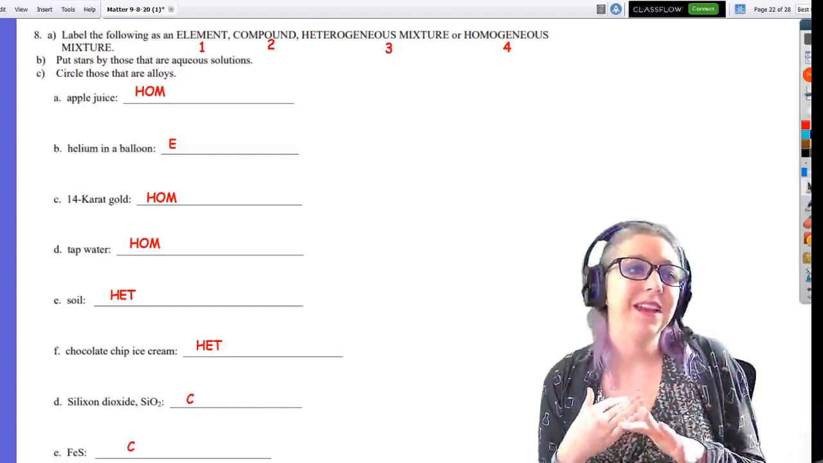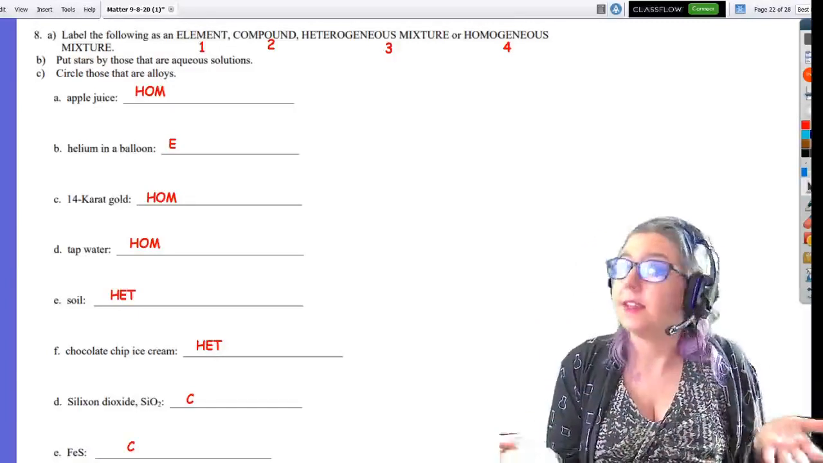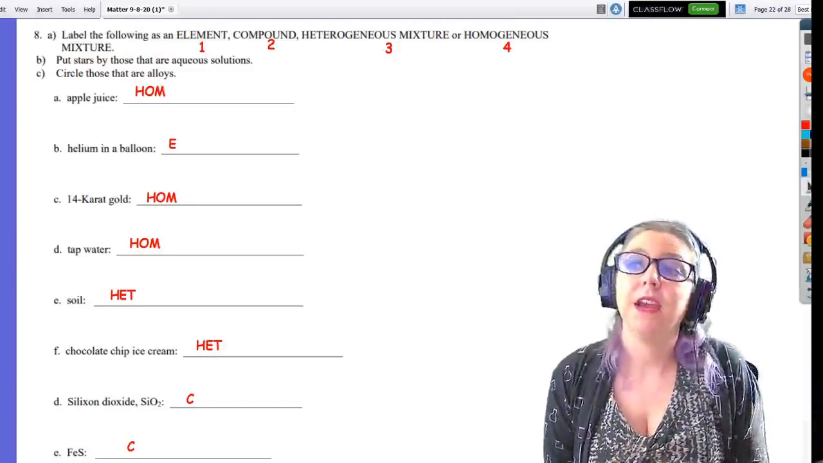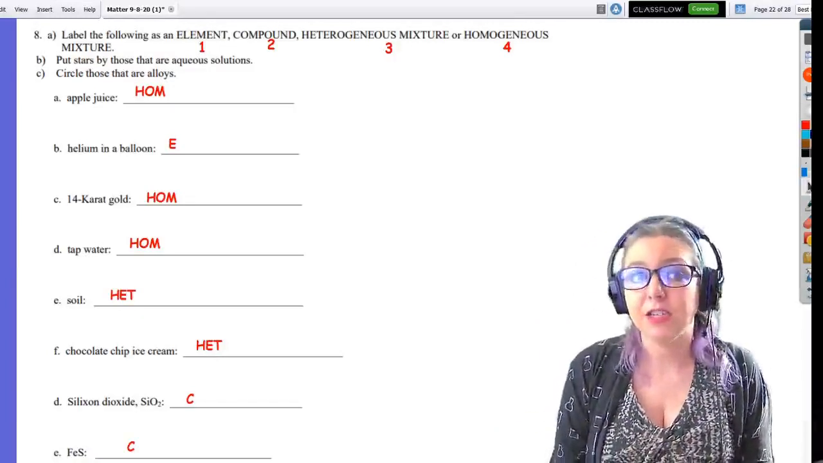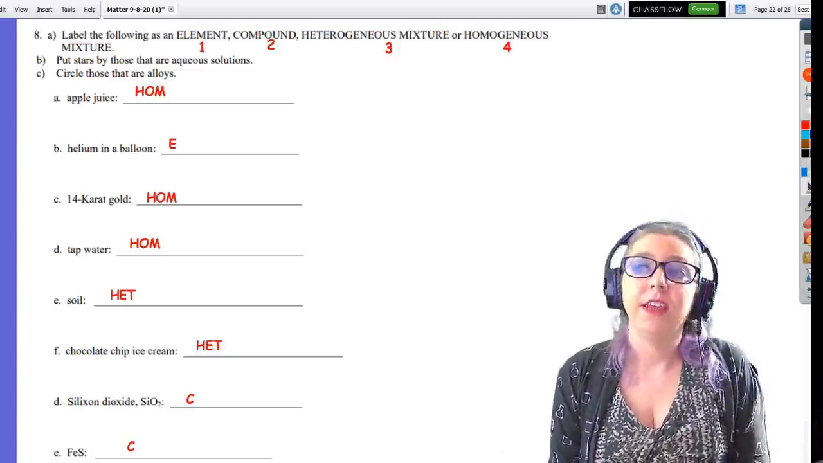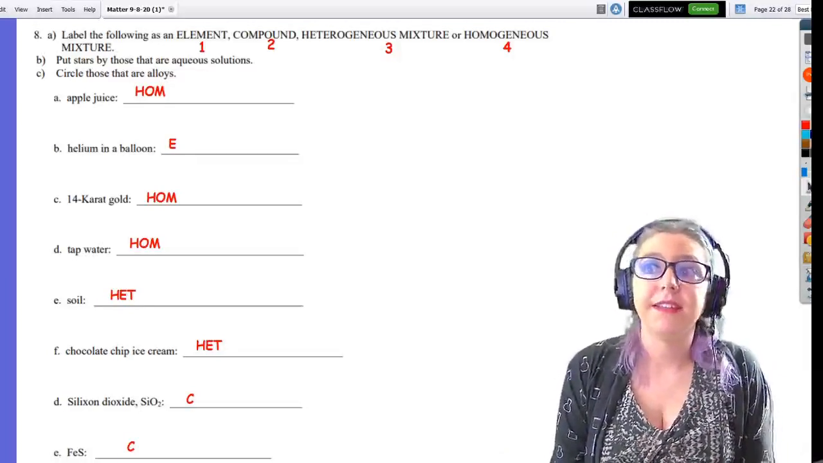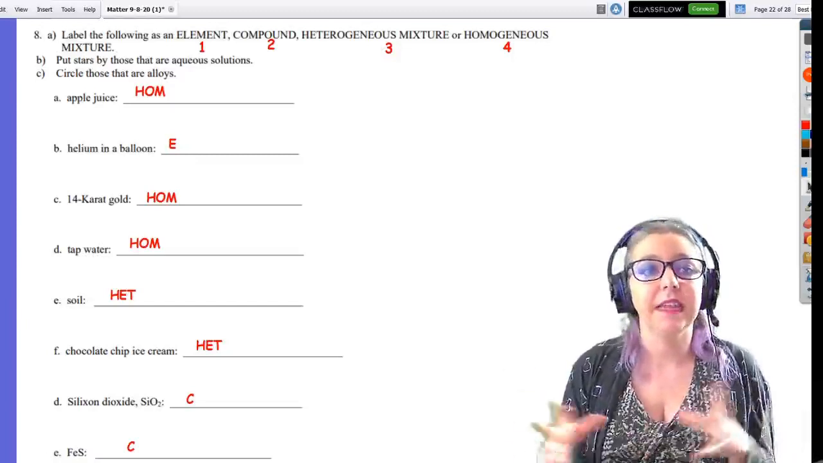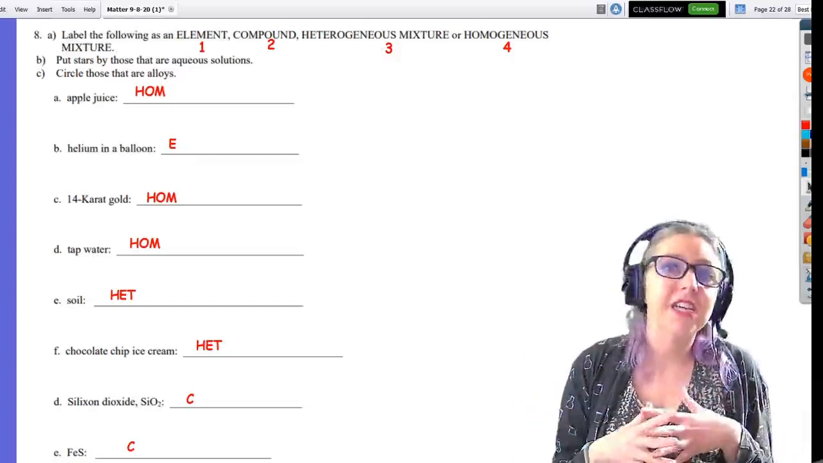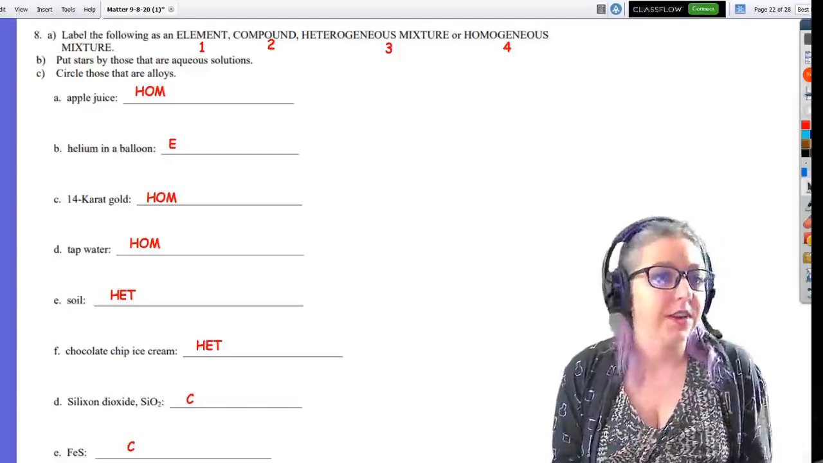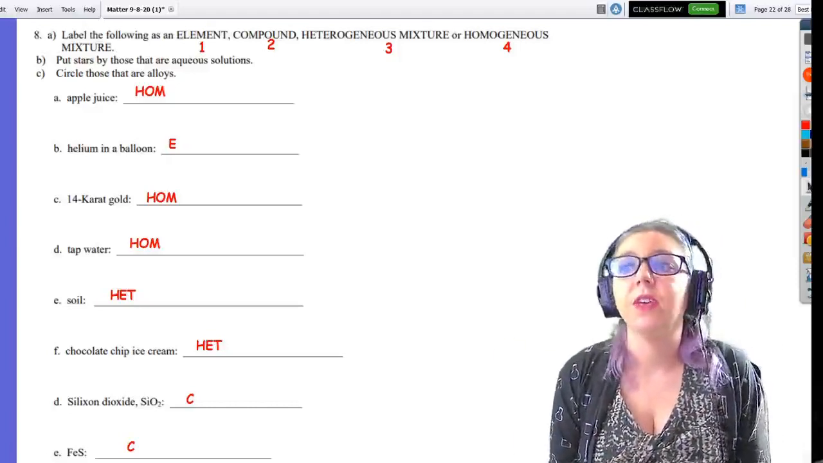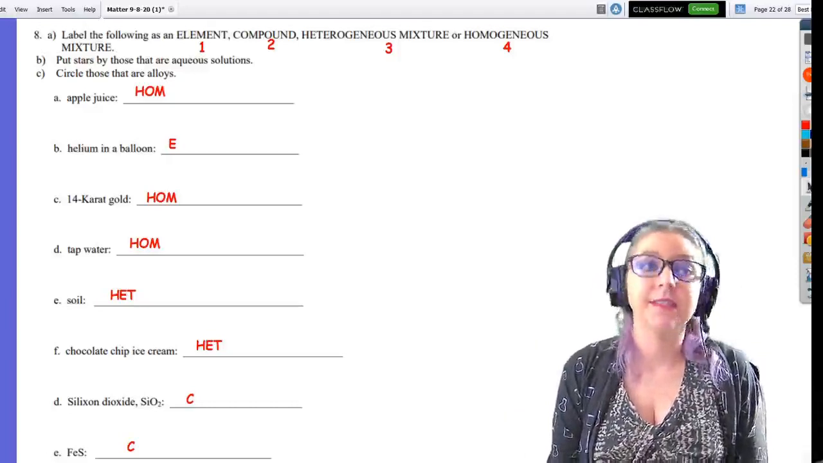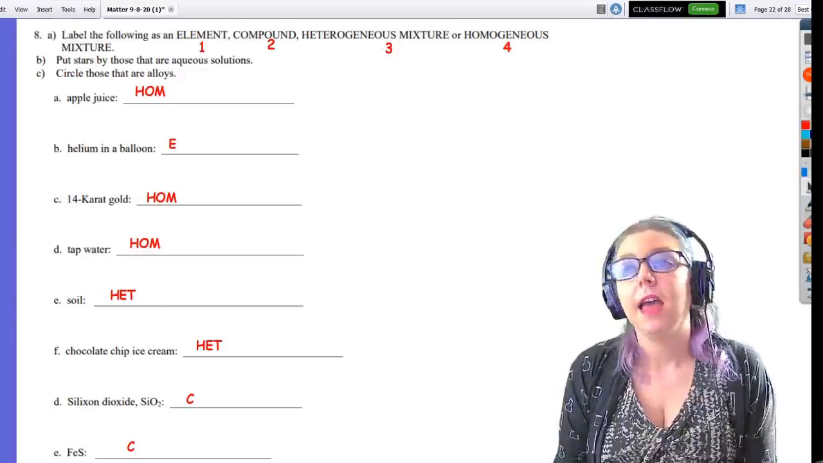I wanted to say it was an element at first because gold is an element. But 14 karat gold isn't actually pure gold. 14 karat gold is some of the nicer jewelry that you can get, but it still has other stuff mixed in, like copper, maybe some iron. It's got a lot of impurities. So 14 karat gold is a homogeneous mixture. It's an alloy.